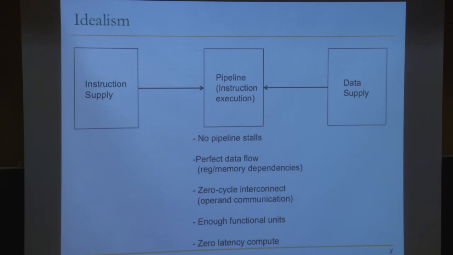Of course, you need enough functional units to be able to execute independent operations in parallel. And we spent a lot of time on that. And you ideally want zero latency compute, right? If you have that, that'd be nice. So ideal pipeline, we've tried to achieve this ideal pipeline with many different ways. Maybe not the zero latency compute, but that's a tougher one. You need to do computation, right? It's hard to get zero latency. But I'd encourage you to think about, whenever you design a system, how can we achieve close to the ideal.